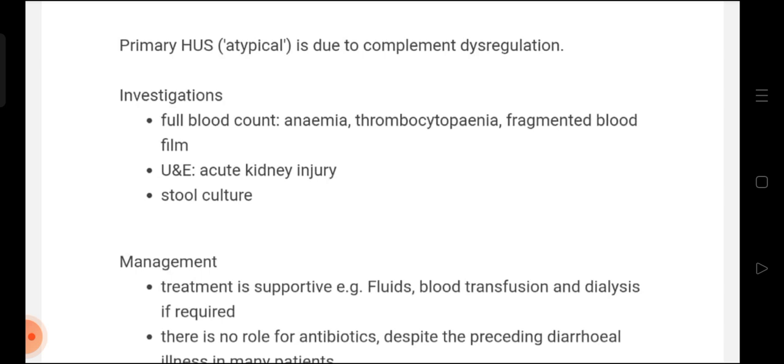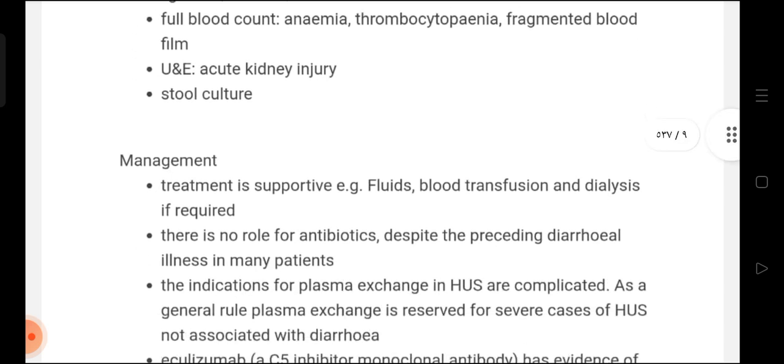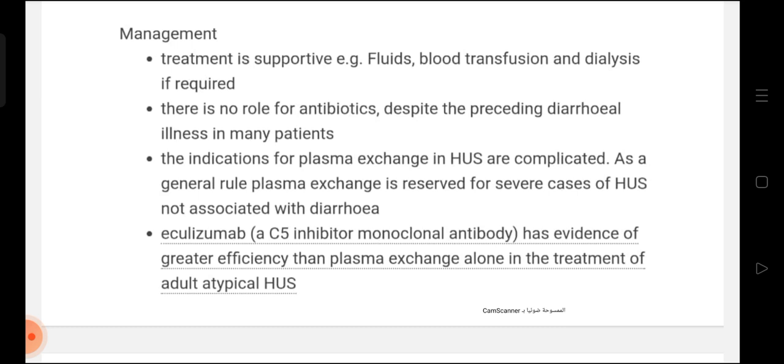Investigations of HUS: full blood count will show anemia, thrombocytopenia, fragmented blood film. Renal function will show elevated urea and creatinine, and stool culture to diagnose the E. coli infection. Management of HUS treatment is mainly supportive by fluids, blood transfusion, and dialysis if required. There is no role for antibiotics despite the preceding diarrheal illness in many patients.